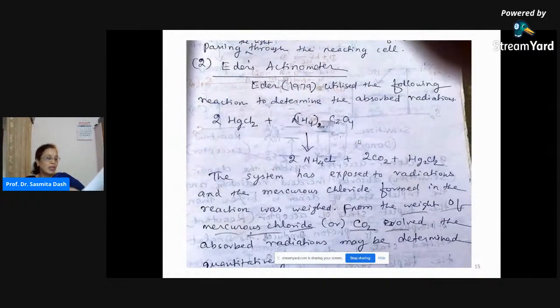So these are the two different types of actinometers used for calculating the yield, the quantum yield, or the photochemical yield that has taken place during the primary and secondary photochemical reactions.